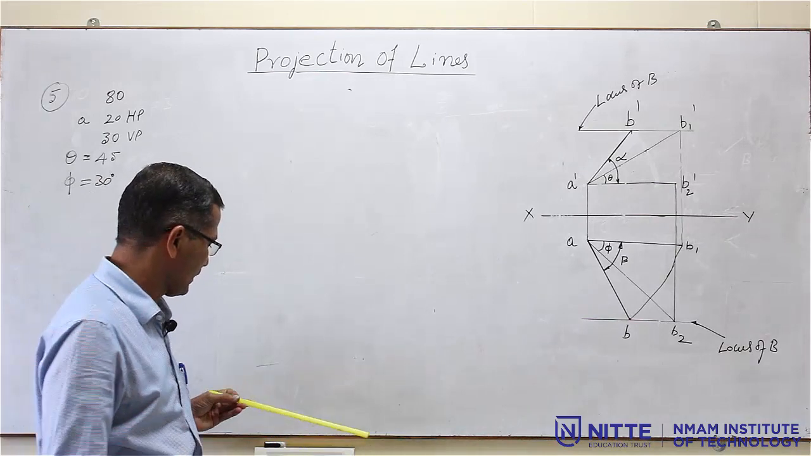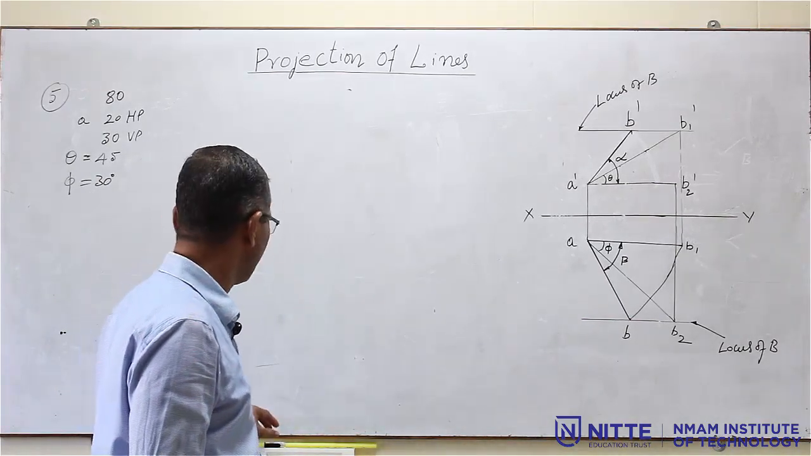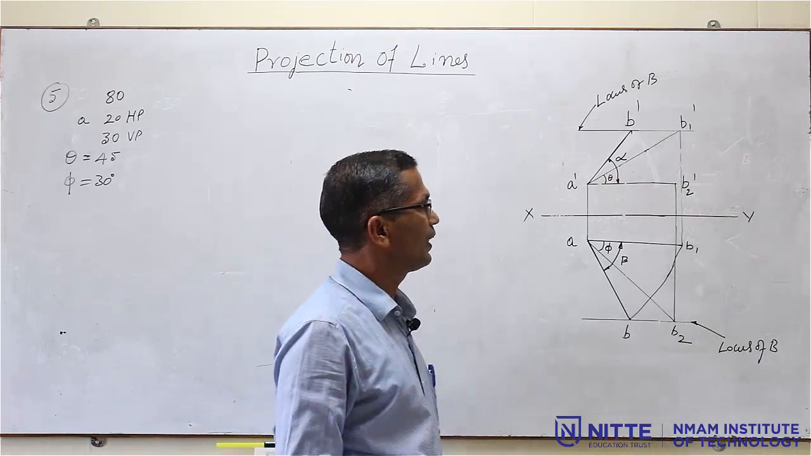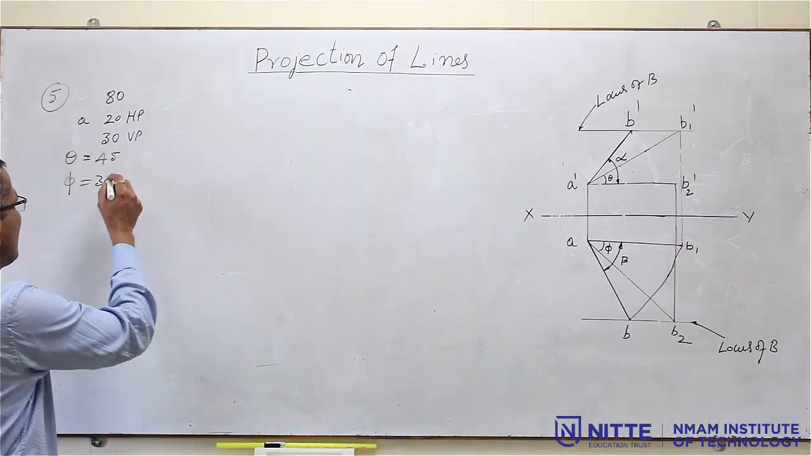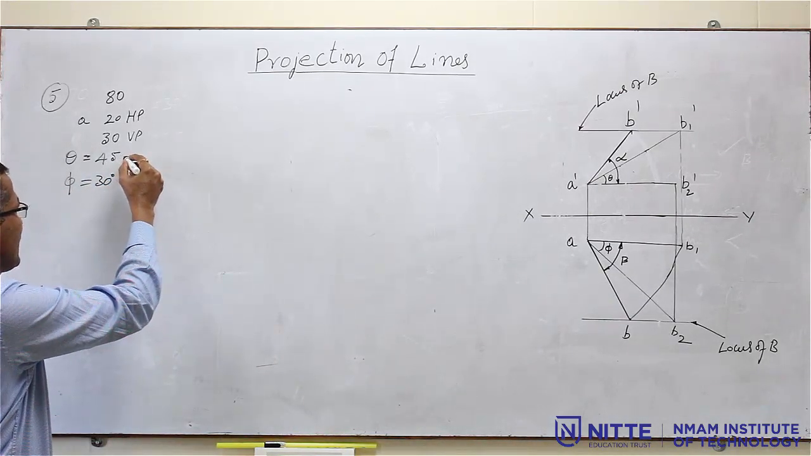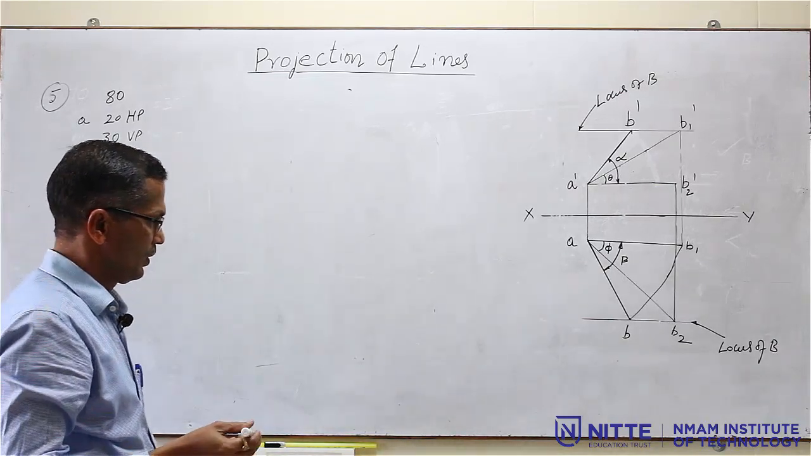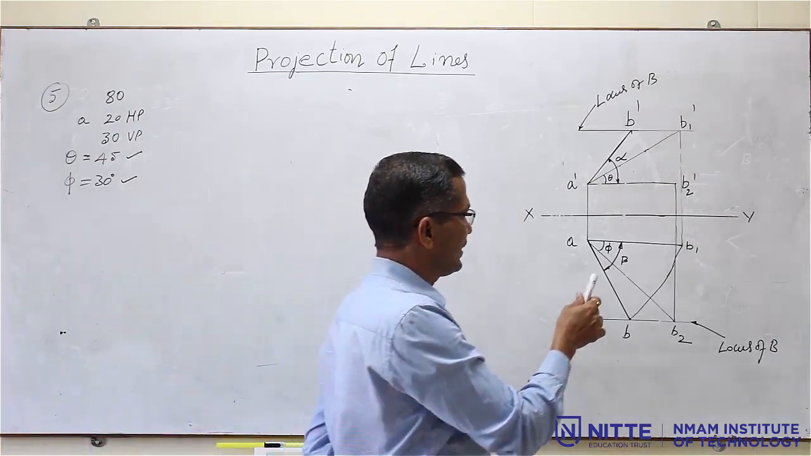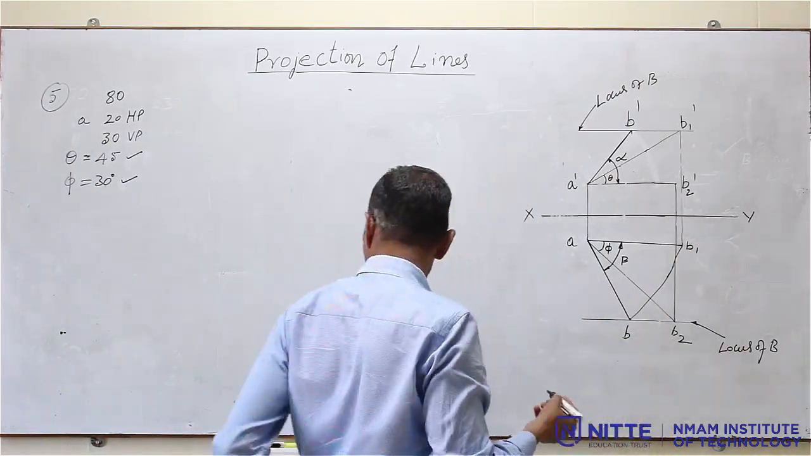Now, in the last class we have discussed the various conditions and the solutions for that. The last condition, that is inclined to both HP and VP. Now, that type of problem here. Now, the line is inclined to HP and VP. So, I have given this diagram in the last class and I told you to practice that also.